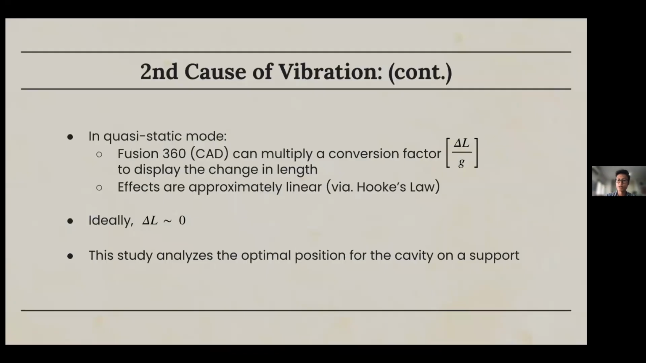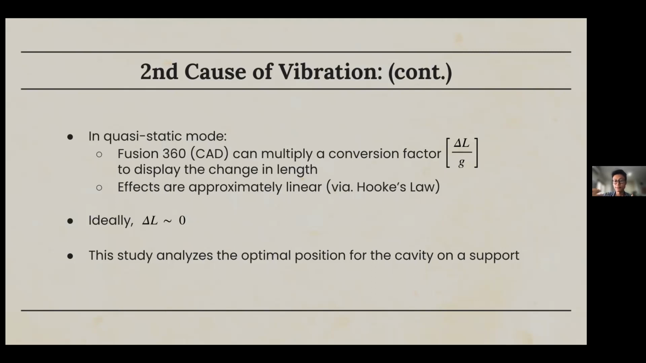So the vibrations from the ground can be represented as a certain gravitational load G acting on the cavity within a quasi-static mode, which is a mode where the effects are only applicable when the shaking frequency is lower than the fundamental mode. This quasi-static mode will have a certain change in length from a load G. Fusion 360, which is the computer-aided design software that was used to help with the study, applies this conversion factor, the change in length per G, which the amount mainly depends on the setup of the cavity support system.